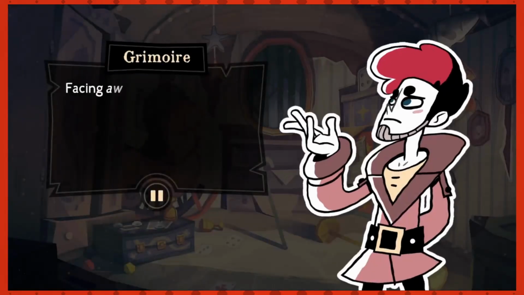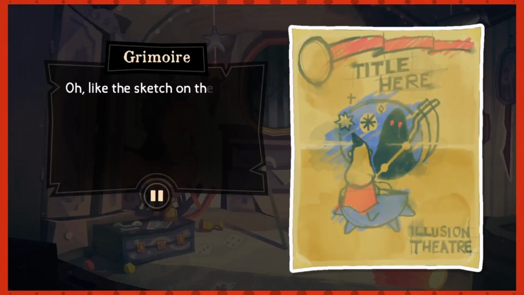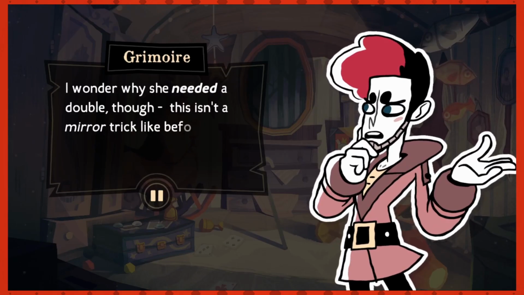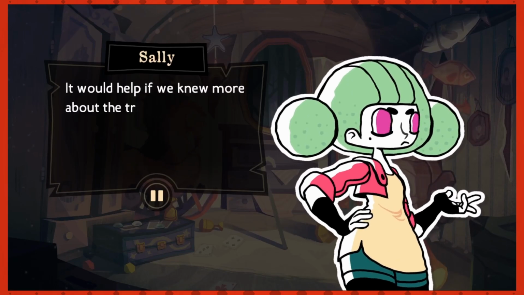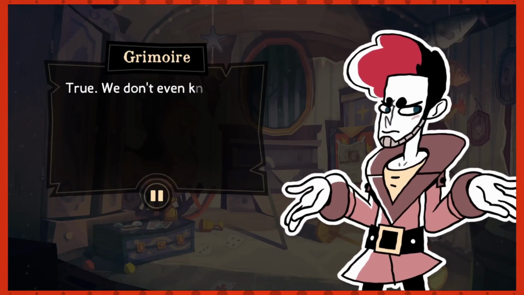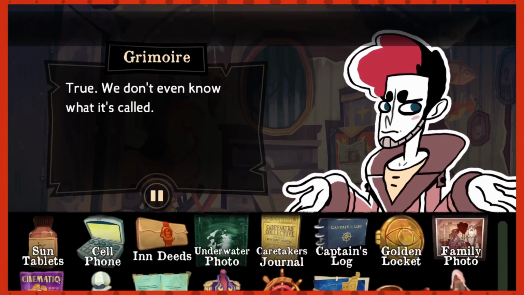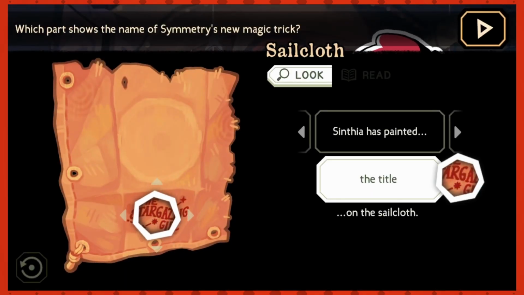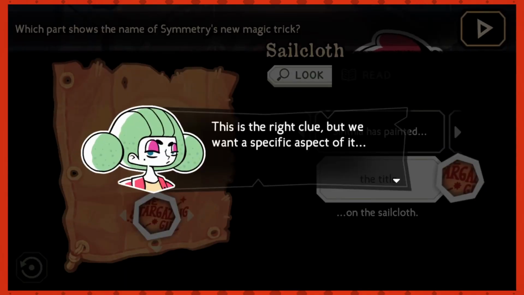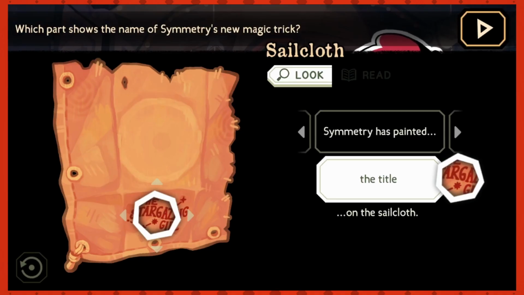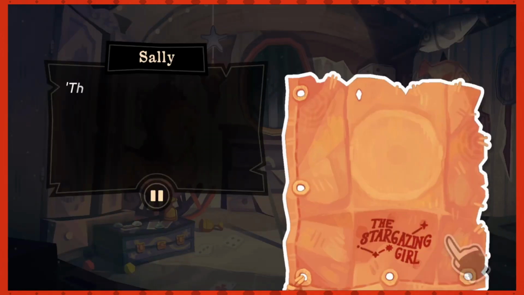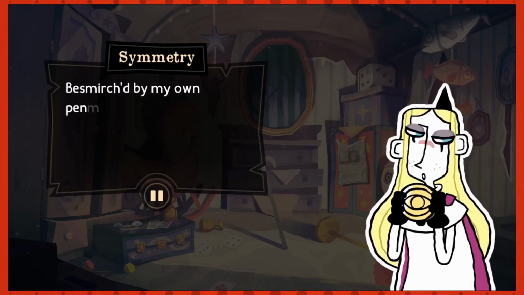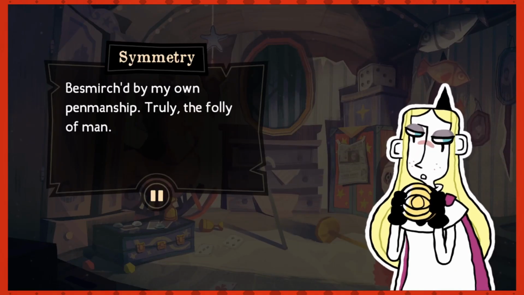Yep. Facing away? Oh, like the sketch on the poster. Yep. Right. I wonder why she needed a double, though. This isn't a mirror trick like before. It would help if we knew more about the trick itself. I know. We don't even know what it's called. That's not true. We know it's called the Stargazing Girl. This is the right clue, but we want a specific aspect of it. Oh, right. I just didn't... The wrong name. Symmetry. Stargazing Girl. Says it right there. I'm in a bit of a hurry sometimes. That's what goes wrong. Truly the folly of man.